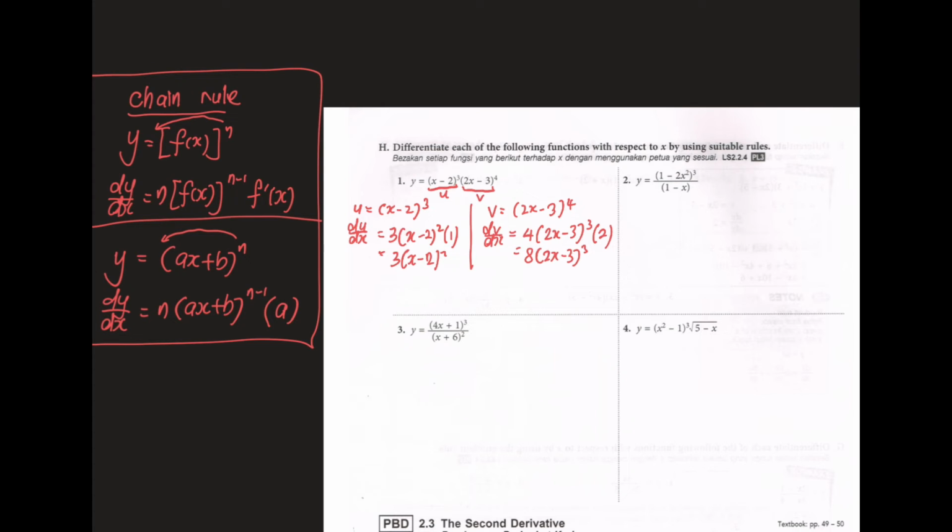Now we cross multiply. So u cross multiply with dv dx, v cross multiply with du dx. So that is the formula of product rule, which start from u, followed by dv dx, followed by v, followed by du dx. So after using the product rule formula, now we need to simplify our results here. Simplify this by factorization.